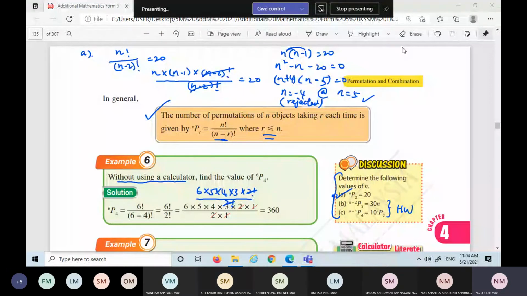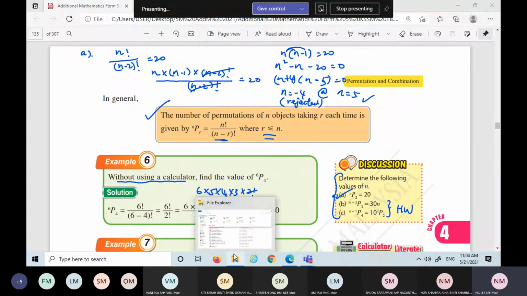Okay. Remember these two questions? Under discussions, part A I have done for you. Parts B and C I asked you to do as homework. Okay, we will discuss the answers now. Anyone want to give the answer for B?